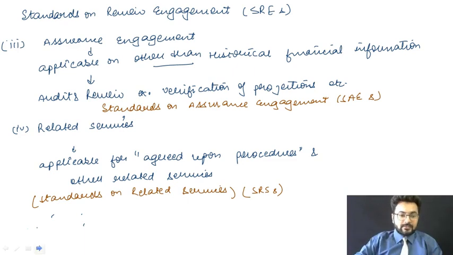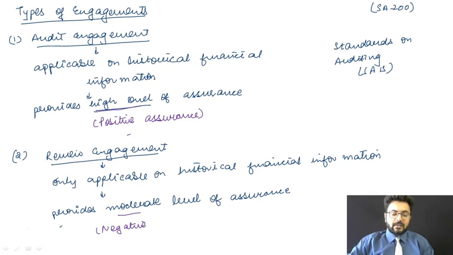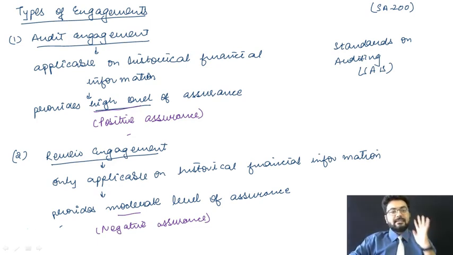And moving on to next, as we have covered over here, there is a high level of assurance. So this is also termed as positive assurance. But when it comes to the moderate level of assurance, you can write it as negative assurance, because there may be some kind of conflicts, or some misstatements or fraud which may arise when it comes to these kind of engagements.